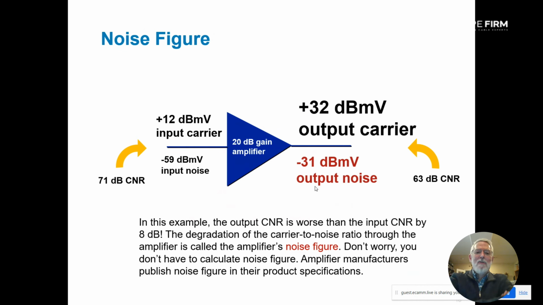So here's the block diagram again. We've got our 71 dB CNR on the input, but at the output, it's 63 dB CNR. And in this example, you can see the output CNR is worse than the input CNR by 8 dB compared to the perfect amplifier. That degradation of the CNR through the amplifier is called the amplifier's noise figure.